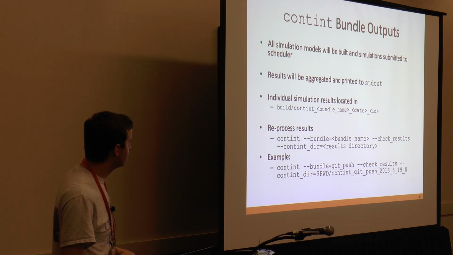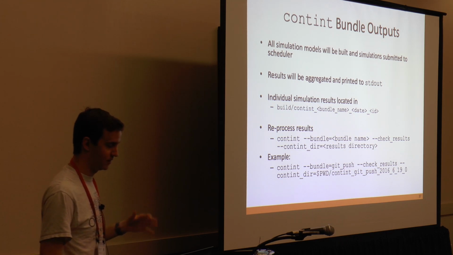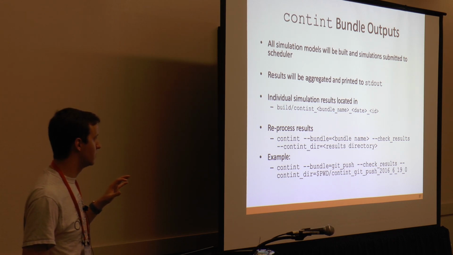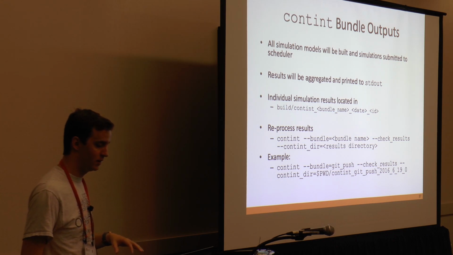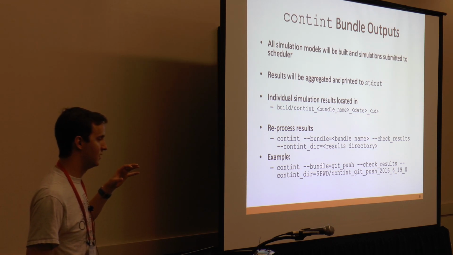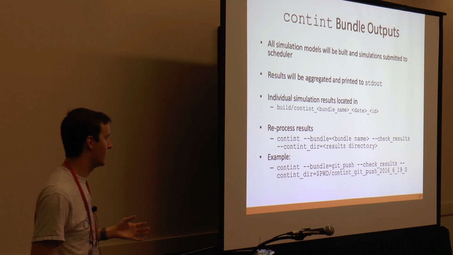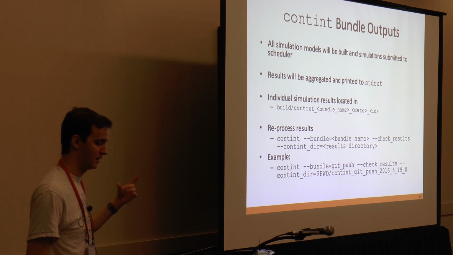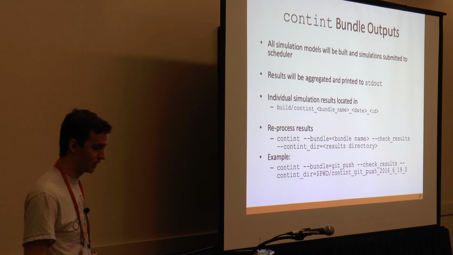Content, much like all the other simulations, has a bunch of outputs. The results will be aggregated and printed out to standard out. Again, each of these individual simulations will have output files in your build directory. The naming is a little bit different. It'll be under the build directory, it'll say content and then some identifying numbers about the build and the date and things like that.